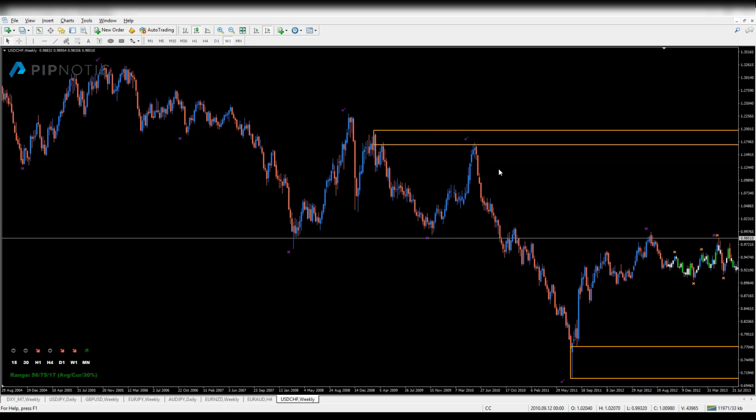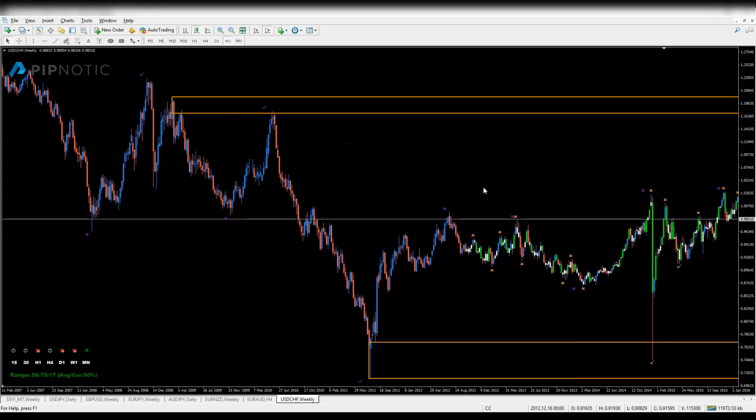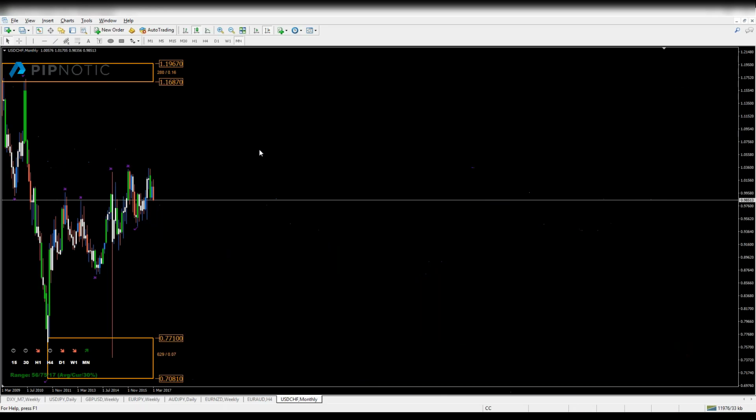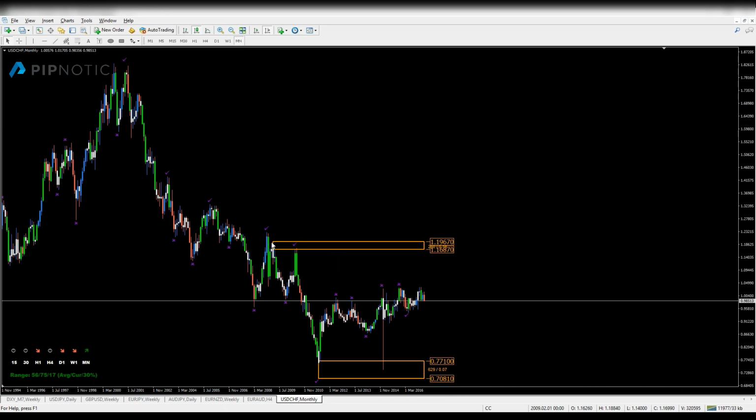So this is actually not supply. So this is the supply. We had two tests. Now price is slowly returning. Maybe if it gets back up there, it's not really doing a whole lot. So that's what price is currently doing there. And on the monthly chart, you can actually see that this is the boss.